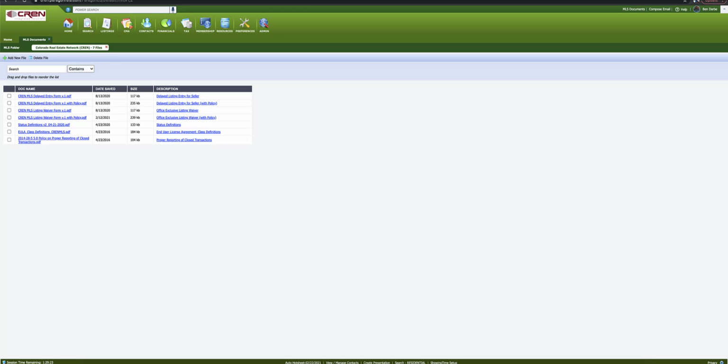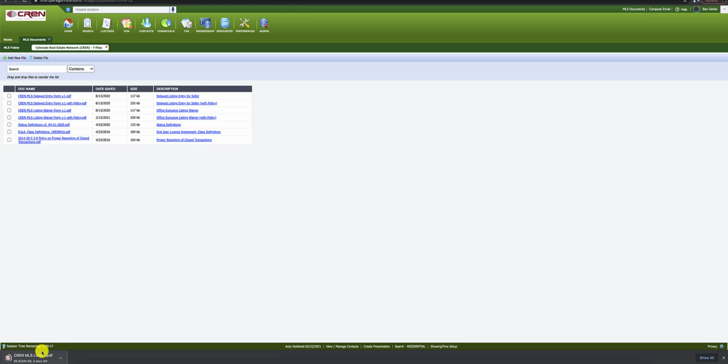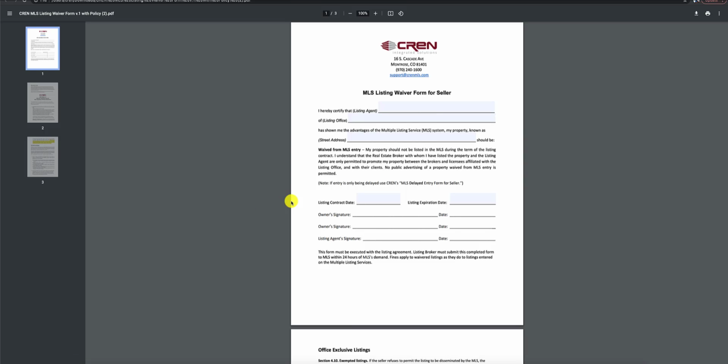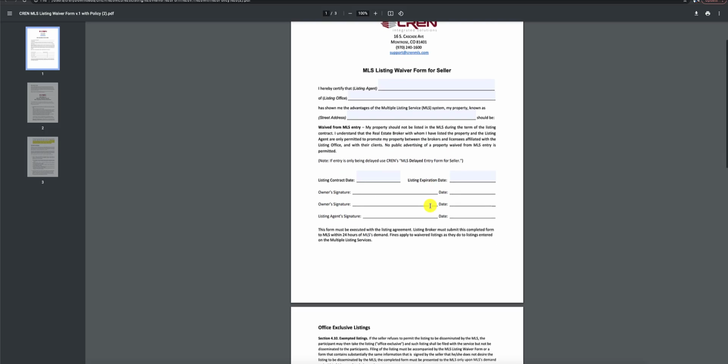The listing waiver form is going to be pretty much the same, except you're going to use this if you want to waive this listing from the MLS entirely. So if the seller doesn't want the listing in the MLS, just like the delayed entry form, you are going to have this filled out and signed at the same time that you do the listing contract.